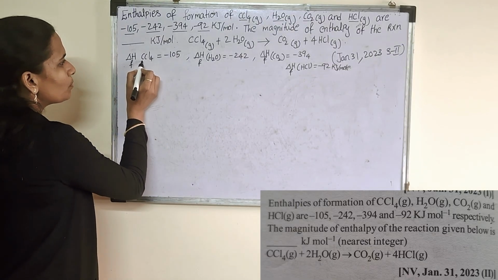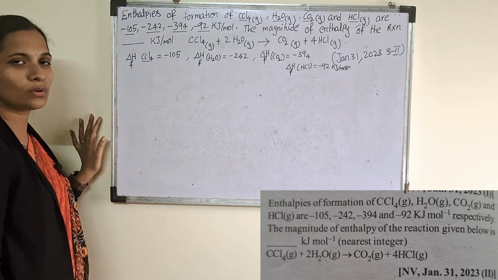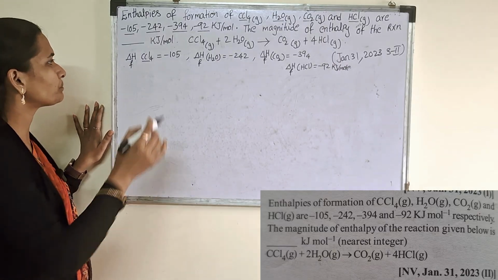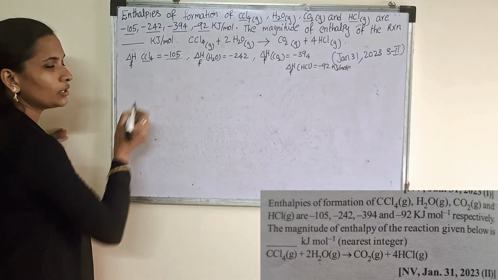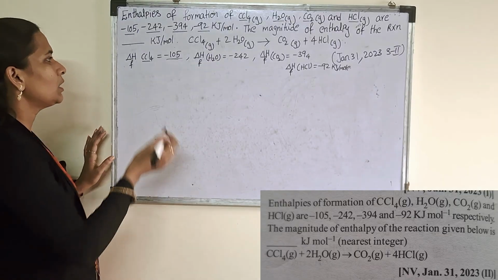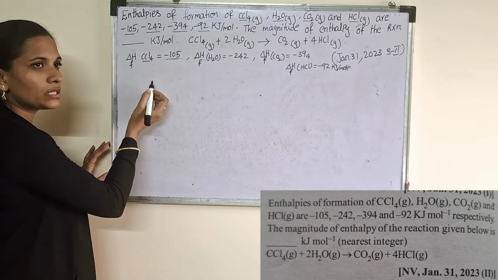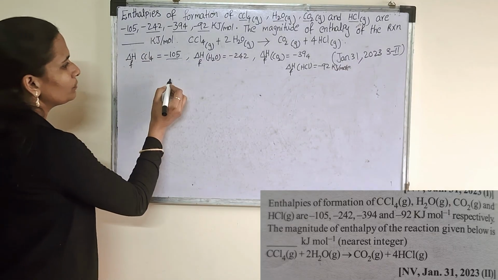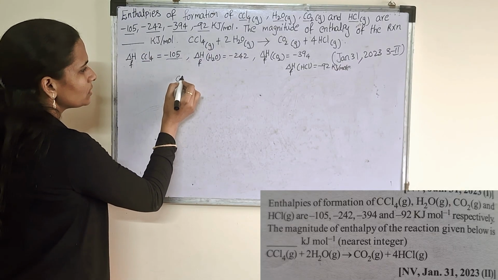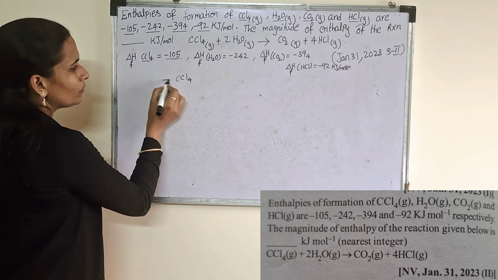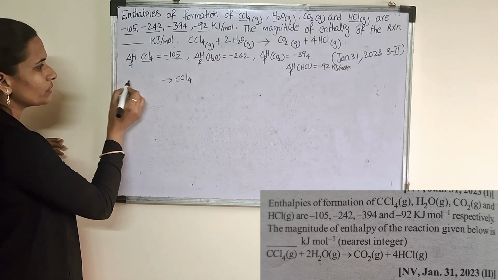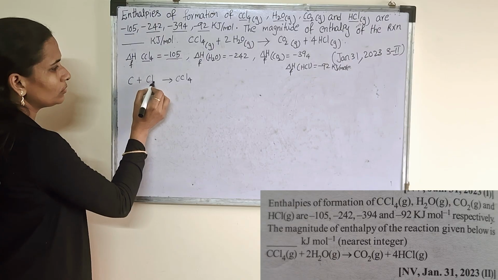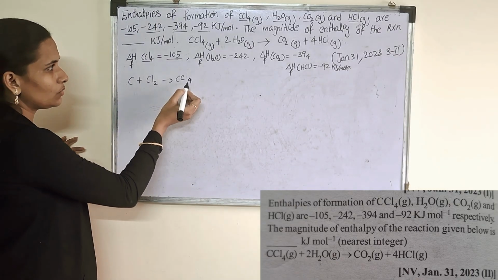So delta H formation of CCl4. Enthalpy of formation means what? The amount of energy released or absorbed when 1 mole of substance is formed from its constituent elements. For example, CCl4 is formed from its constituent elements. What are the elements in this? Carbon and chlorine are the constituent elements in CCl4.